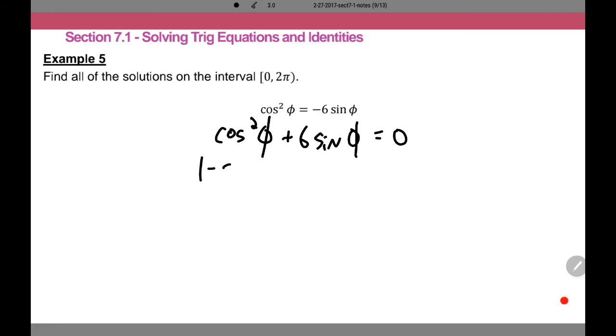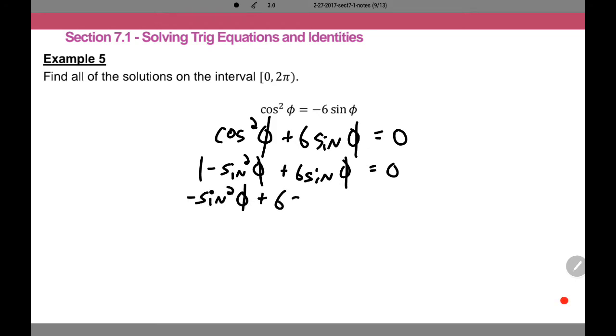Now my cosine squared I'm going to have to change. So I got 1 minus the sine squared of phi plus 6 sine of phi equals 0. And you can see this is quadratic. So I'll write it like you would normally have a quadratic with this sine squared first.